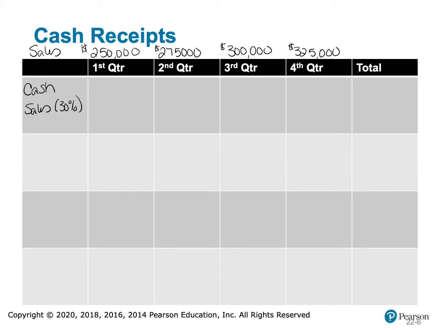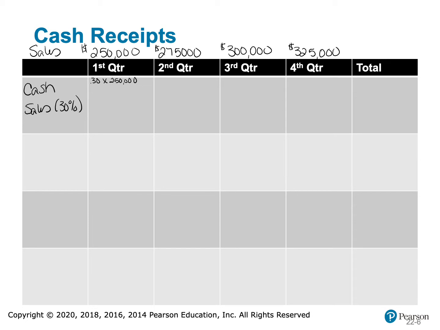So in quarter one, we expect our cash sales to be 30% of $250,000. So I'm going to try to write, and again, I apologize, my handwriting is never good, but it's especially bad on this tablet, how we calculate these numbers, okay? So 30% is 0.30 times $250,000 is going to give us what our cash sales are.